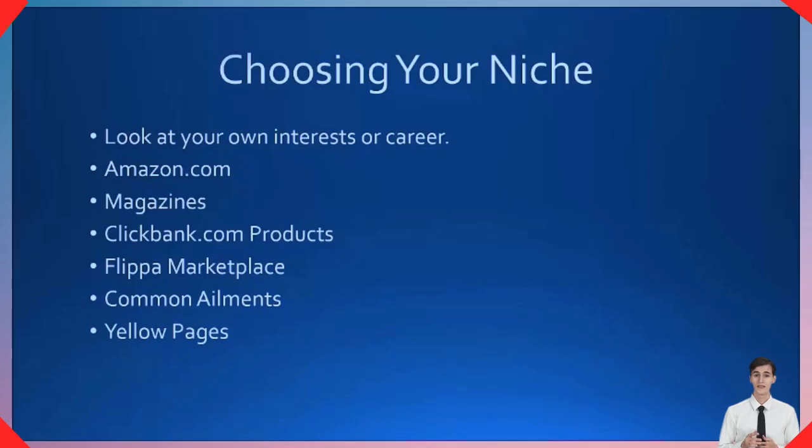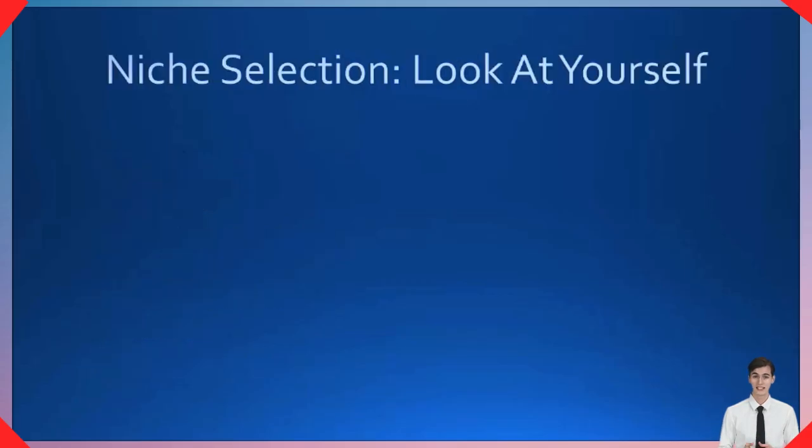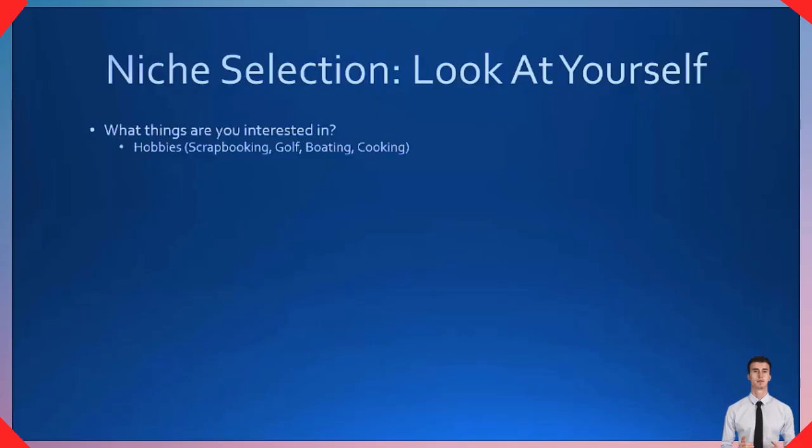Yellow Pages, you can actually look at Yellow Pages to get ideas of niches. EasyInArticles.com has a really good list of niche ideas for you to pursue as well. So the first part of niche selection is to look at yourself. What things are you personally interested in? And again, I like to start here because it's just an easy way for people to start off. What kind of things are you interested in? Do your hobbies include things like scrapbooking, golf, boating, cooking, camping, those kinds of things?